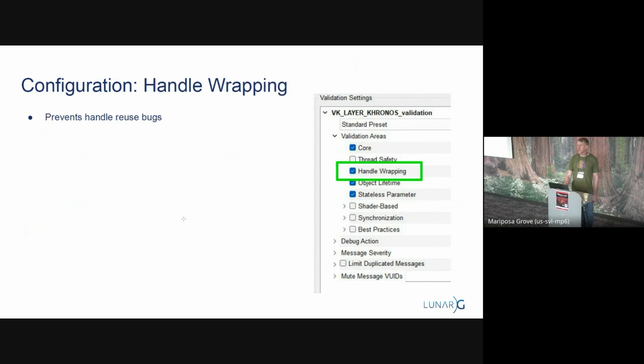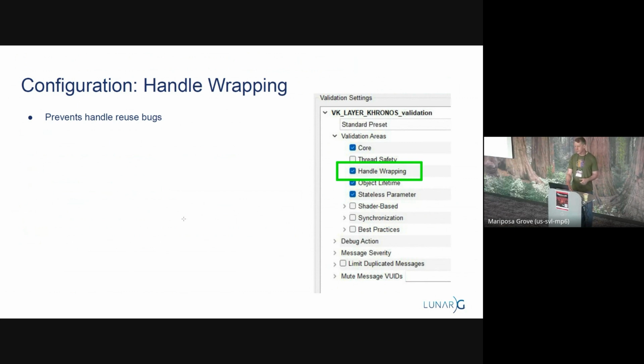Handle wrapping doesn't actually check any errors, but what it does is it replaces the handles returned by the driver with an integer counter that gets incremented every time you create an object. Drivers can reuse handles as often as they want. And so you could create an image, get ABC as the handle, destroy that image, create another one and get ABC again. And sometimes people will have bugs in their code where they don't notice that they destroyed an image. They have a stale handle and it just happens to work. So this will force you to get that code right, because instead of ABC, you'll get 4 and then 5 and then 6.